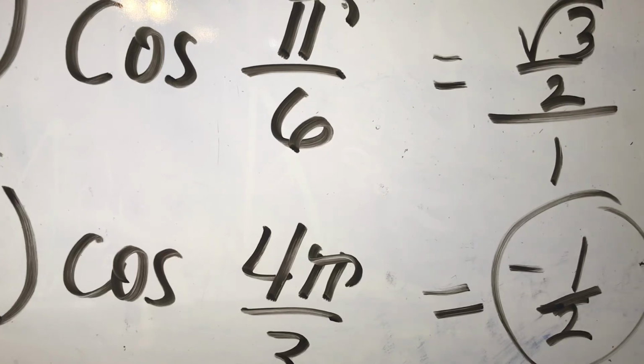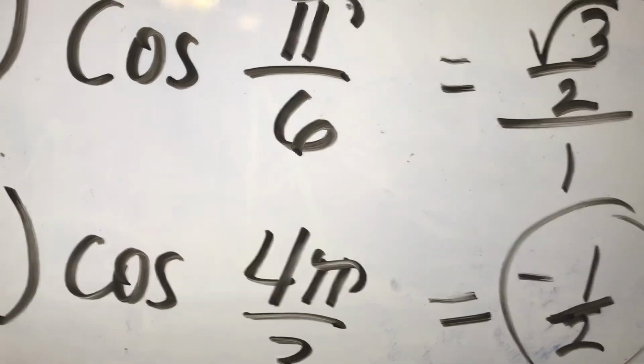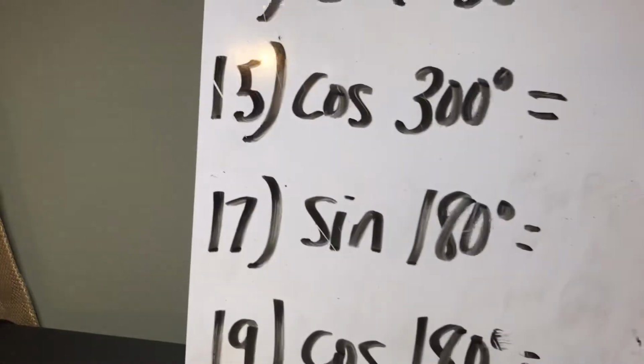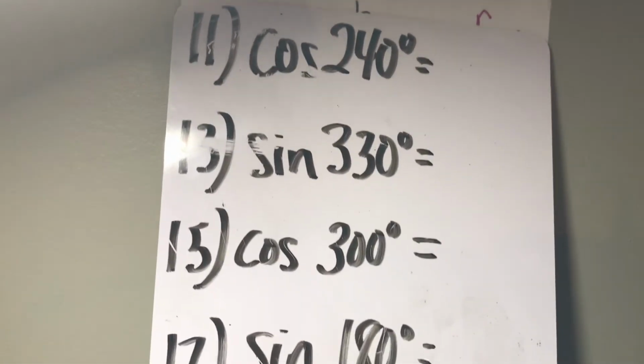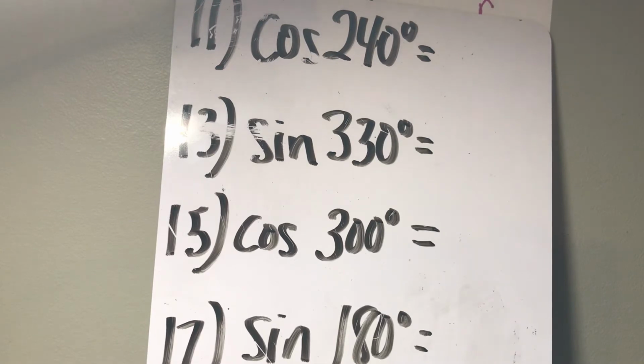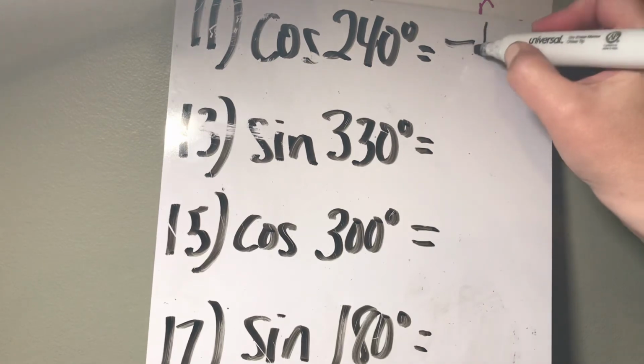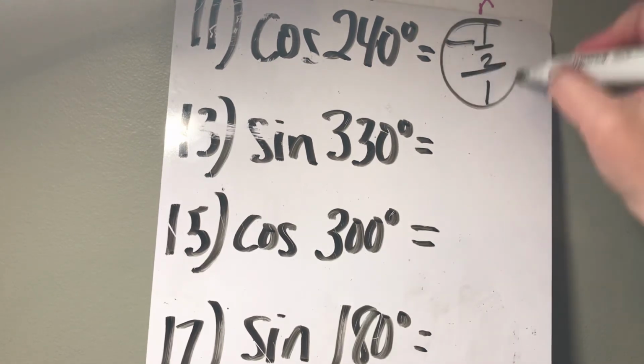The rest of the odds we're going to do are in degrees. Number 11, the cosine of 240 degrees. So when I go to my unit circle, I'm going to find 240 degrees. And cosine is x over r. So x is -1/2, r is 1. Or you can just put -1/2.